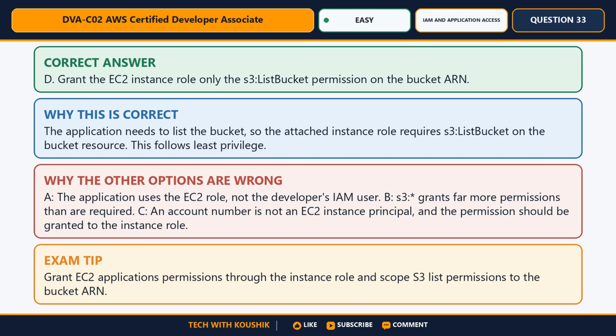A. The application uses the EC2 role, not the developer's IAM user. B. s3:* grants far more permissions than are required. C. An account number is not an EC2 instance principal, and the permission should be granted to the instance role. Exam tip. Grant EC2 applications permissions through the instance role and scope S3 list permissions to the bucket ARN.